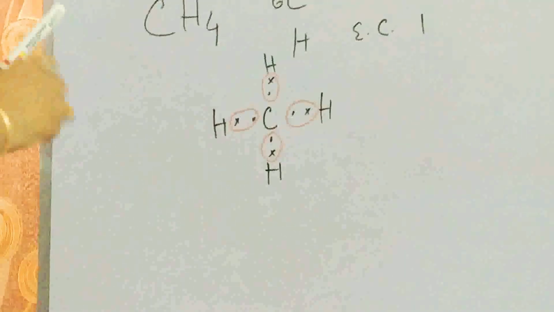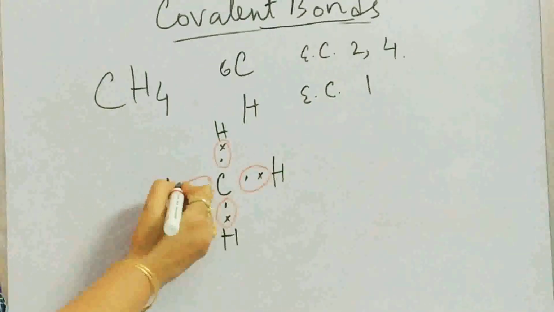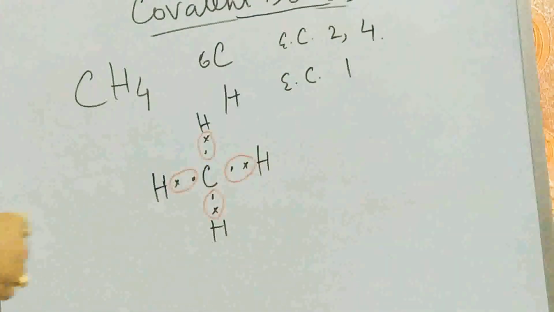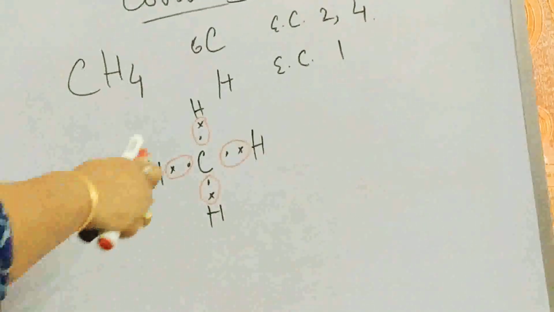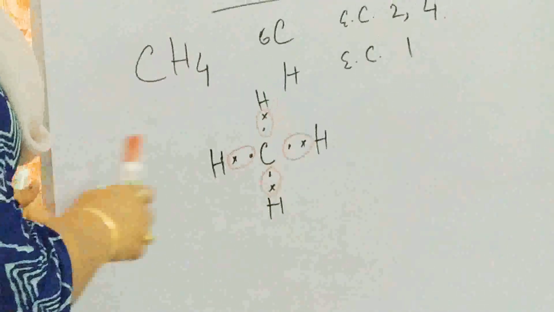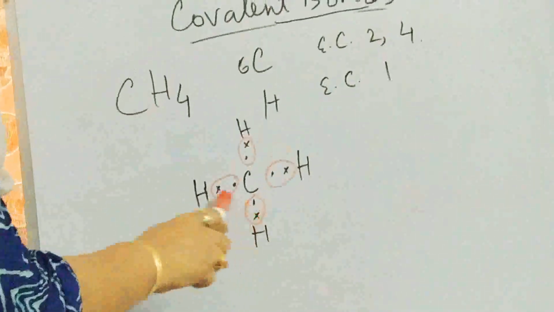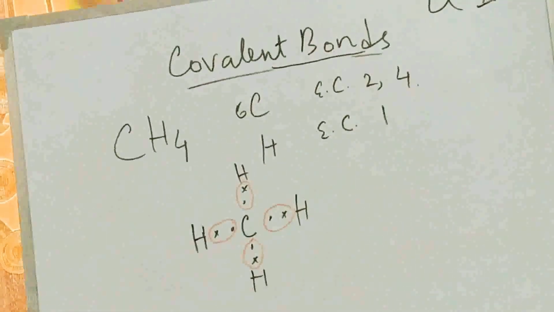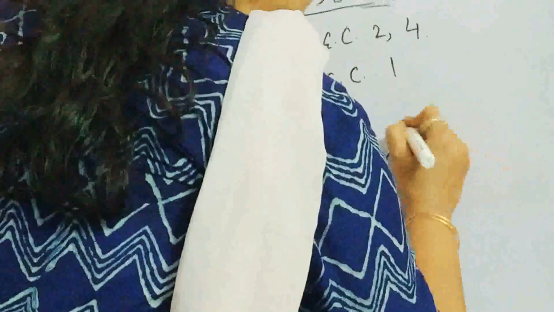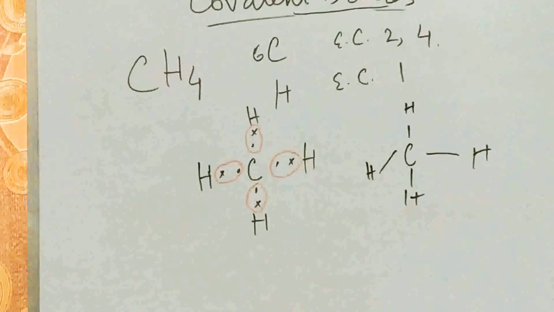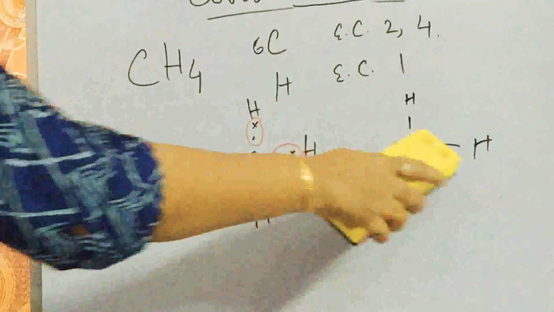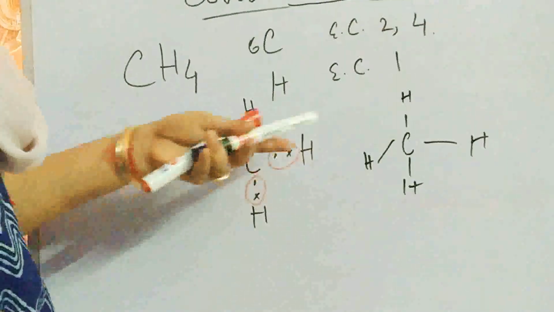Thus hydrogen is having duplet configuration. Each hydrogen atom is having duplet configuration, and carbon is getting its octet configuration: 2 plus 2 is 4, plus 2 is 6, plus 2 is 8. Like this the methane molecule is formed. This is the methane molecule. These are the single bonds. One pair of electrons, single bond.